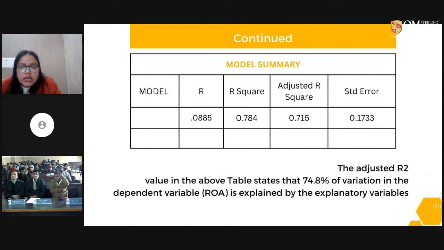Okay. R square is important because this will be showing how much variation is explained by the independent variable in the dependent variable, and adjusted R square will be used in the multiple regression equation. So we can say the adjusted R square value in the above table will state that 78.4% of variation in the dependent variable is explained by the explanatory or independent variables. So this much of the variation is contributed by the independent variables in the dependent variable. Okay. Next slide, please.